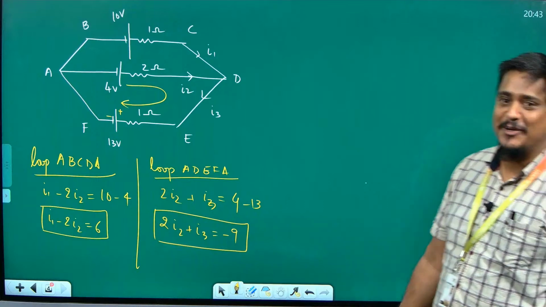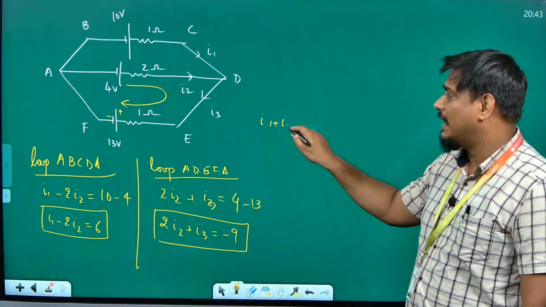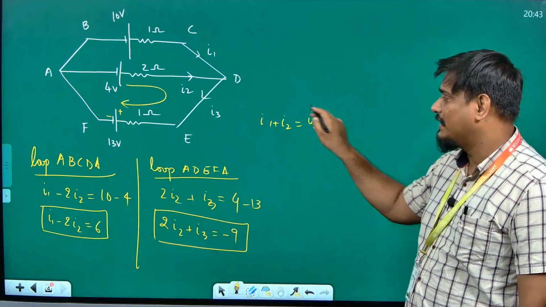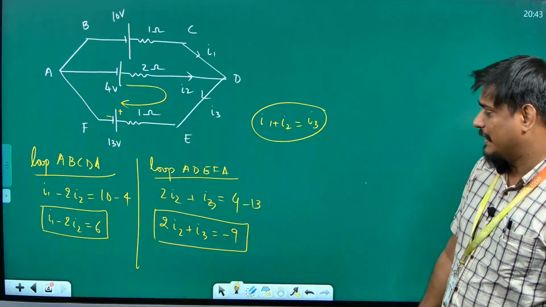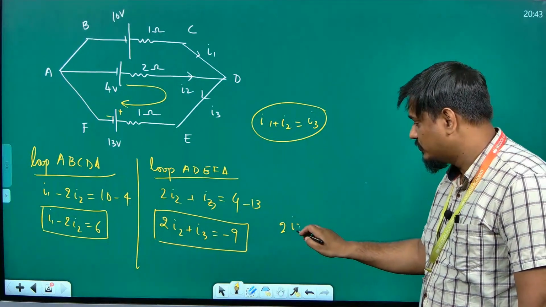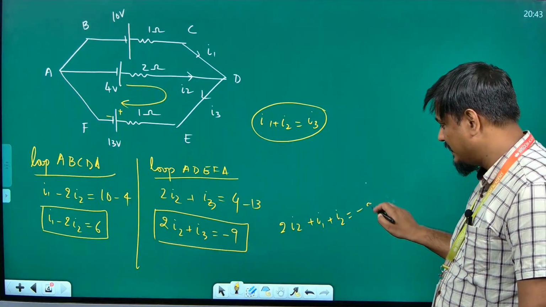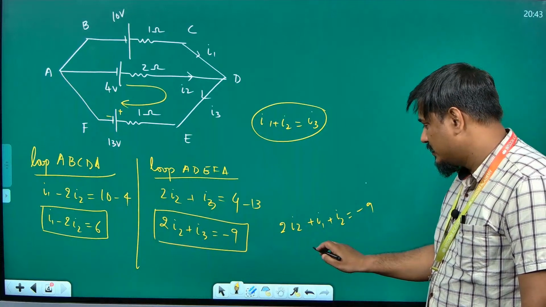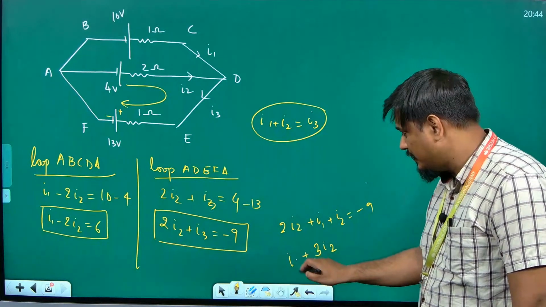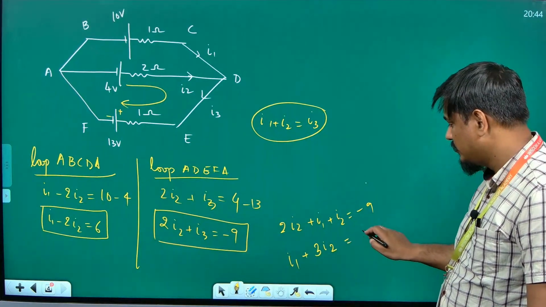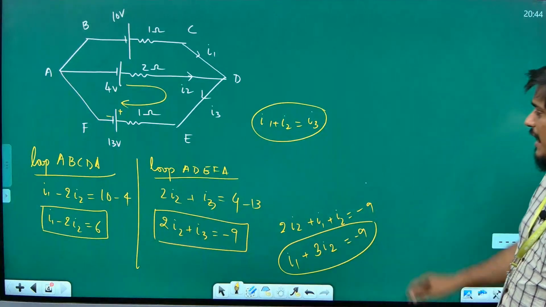Mistake is mistake. Okay. Then junction law says that I1 plus I2 is equal to I3, right? So I will put I3 as I1 plus I2. I am going to get 2 I2 plus I1 plus I2 is equal to minus 9. So I am going to get 3 I2 and here I am having plus I1 is equal to minus 9. So I have one equation here, another equation there. I will subtract both, that is all.